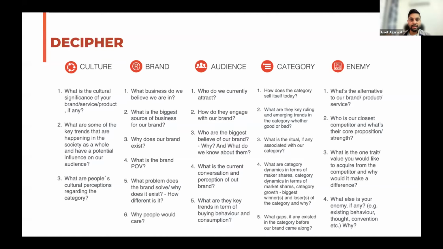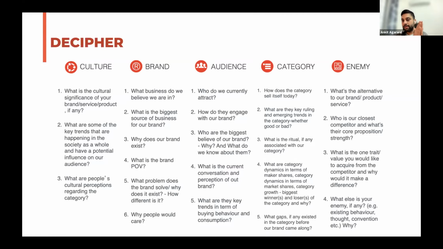One quick piece of advice here, considering we have limited time and ideally this is supposed to be a longer workshop: you do not necessarily have to fill in all the answers. Whatever you can find answers to, you can start filling those in, and we'll move on with what you have in hand. Do not get bogged down by writing your thoughts for every particular point. Instead, try to cover all the categories. Even if you do one in culture, two in brand, one in audience, two in category, and a couple in enemy, it is absolutely fine.